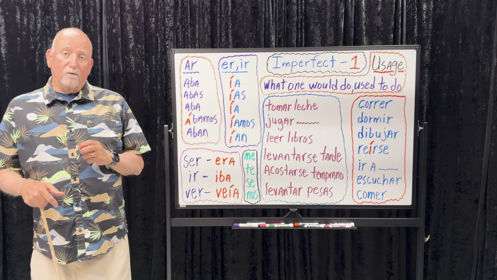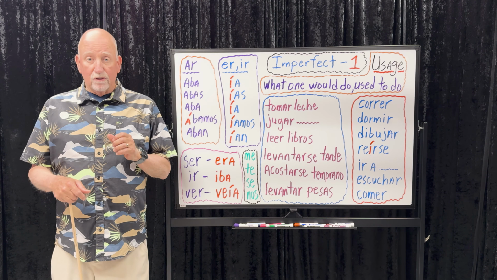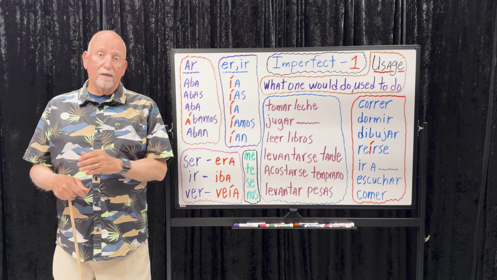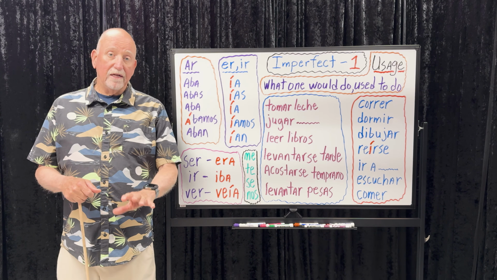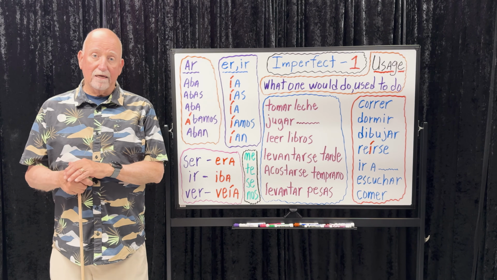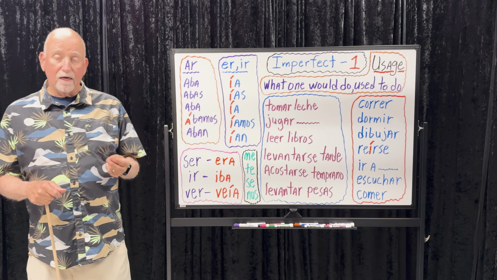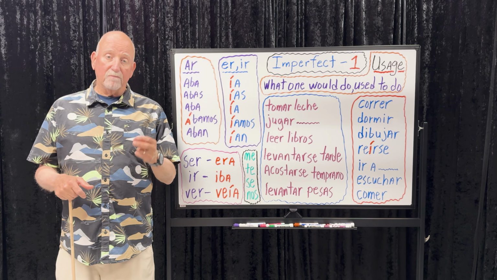Okay, we've studied the preterite. We spent a lot of time on the preterite. We told you that you need to know the preterite, the present, and the infinitives. That would be our foundation to build upon for the rest of the Spanish language. Well, there are two past tenses. There's a past preterite, which we have done, and now we are doing the past imperfect.